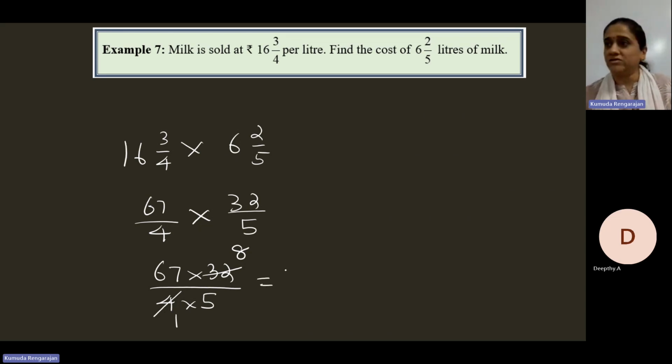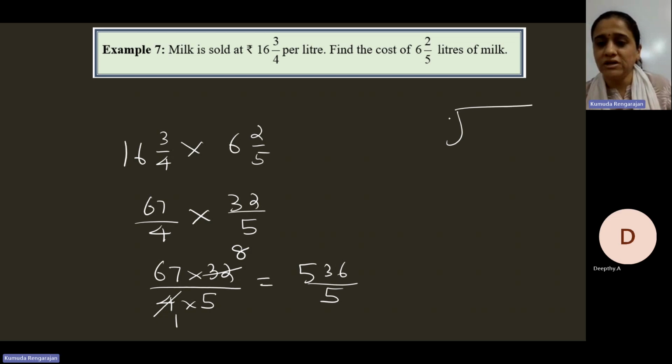So multiply the numerators. What do you do after this? Multiply the numerators. So what do you have? 67 into 8, 536 divided by 5. Correct? Now we need to convert this. Yes. So this is an improper fraction. So you need to perform the long division.